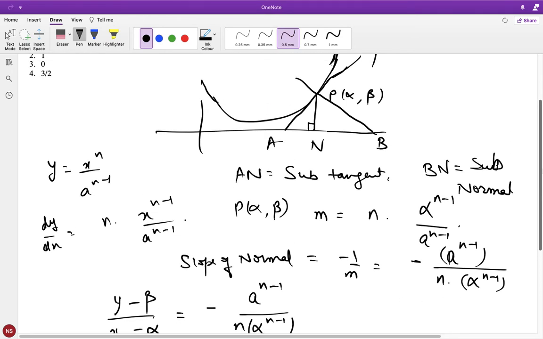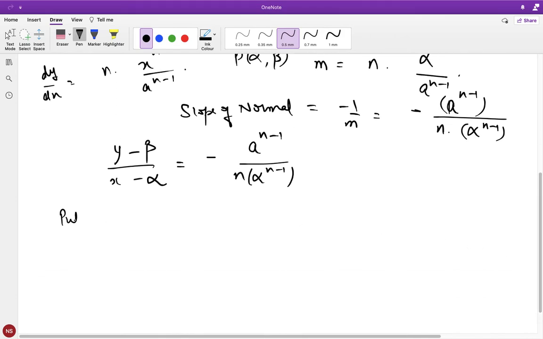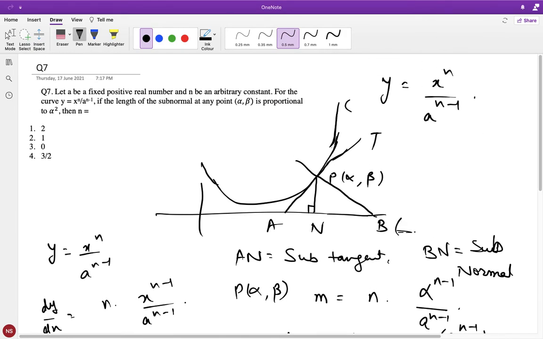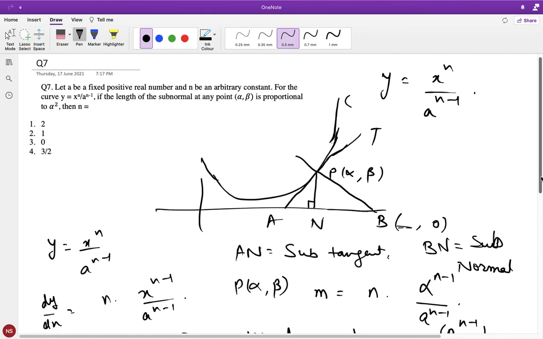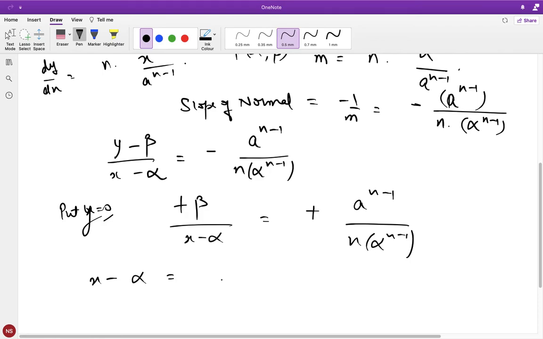Now what will be point B? At point B, y will be 0, so put y equals to 0. B lies on the x-axis, so it has to be something like this, comma 0. So y has to be put to 0, and what will be x at that point? x - alpha is equals to n alpha^(n-1) / a^(n-1) into beta.